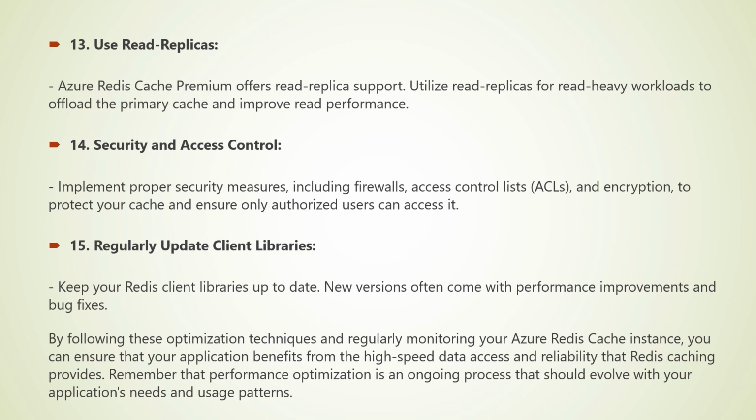Regularly update client libraries. Keep your Redis client libraries up to date. New versions often come with performance improvements and bug fixes. By following these optimization techniques and regularly monitoring your Azure Redis Cache instance, you can ensure that your application benefits from the high-speed data access and reliability that Redis caching provides. Remember that performance optimization is an ongoing process that should evolve with your application's needs and usage patterns.